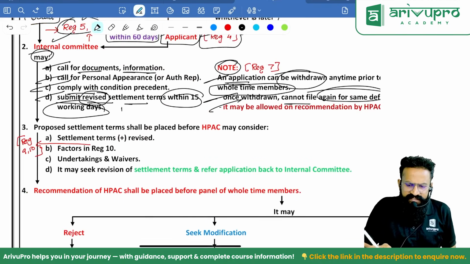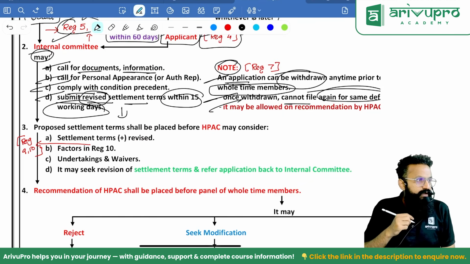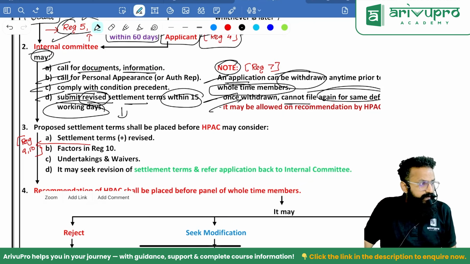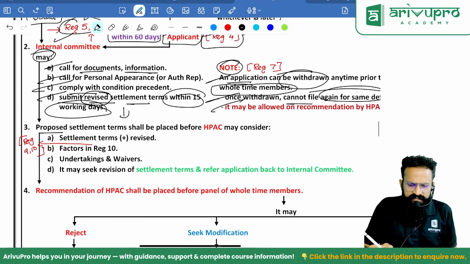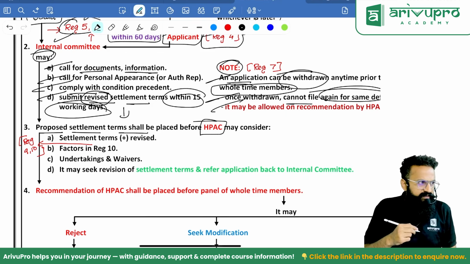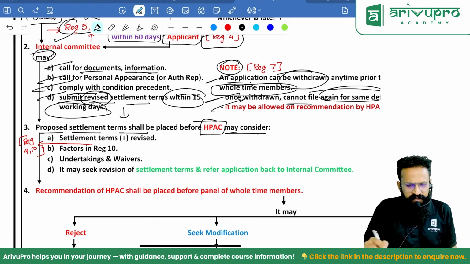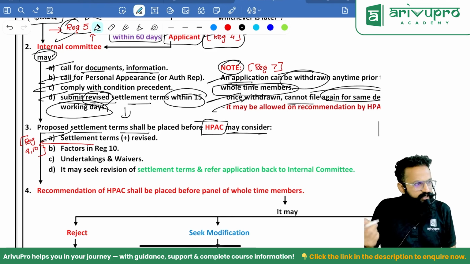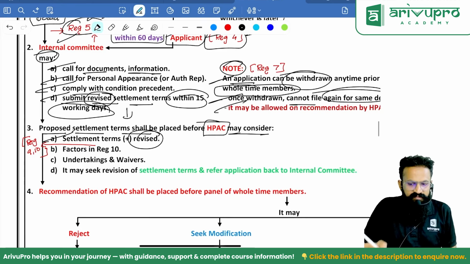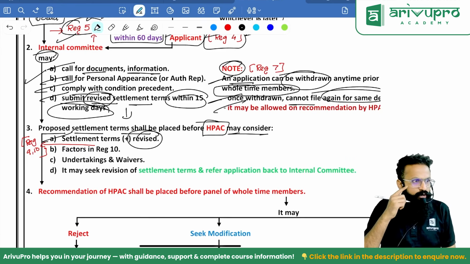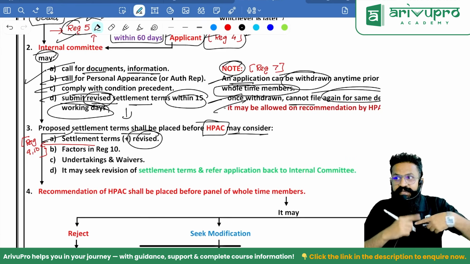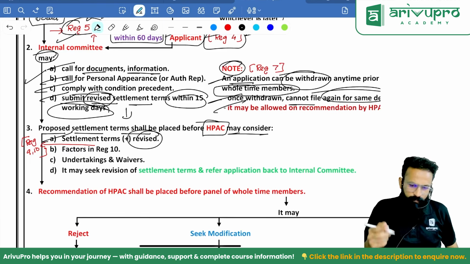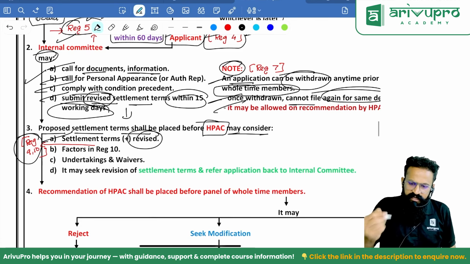Now, IC, internal committee, has approved it. Now, where is it coming? It is coming to HPAC. See here, proposed settlement terms shall be placed before our HPAC. Now, what will HPAC do? HPAC may consider settlement terms, plus it can even say, hey, this is okay, I am not happy with it. I can even revise it further. That is also possible.